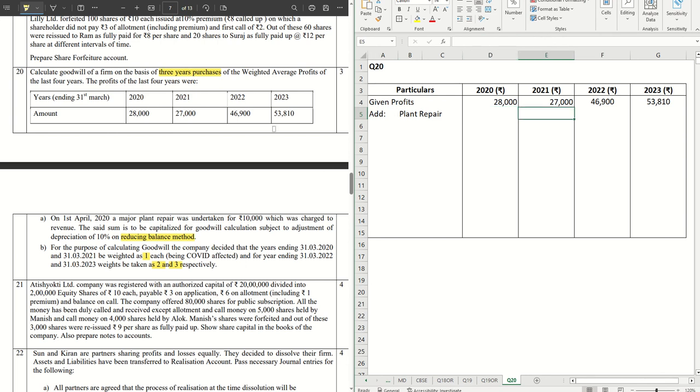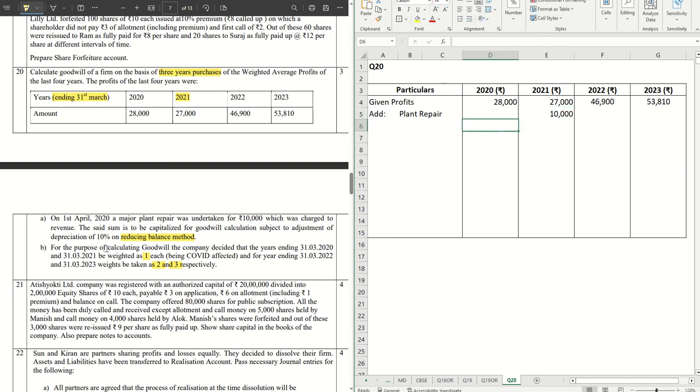For the year, let's see the profits. These are the year ending 2020, right? 31st March 2020, and this was done 1st April 2020. So this comes in this financial year. So you have to check the dates as well. So this comes in this financial year. 10,000, we are adding it back.